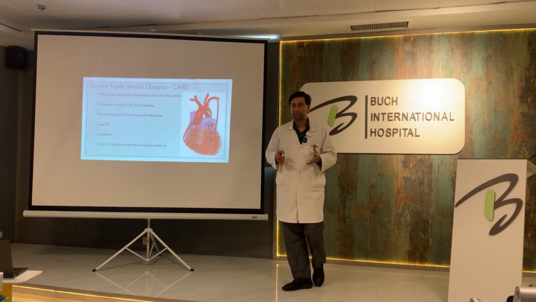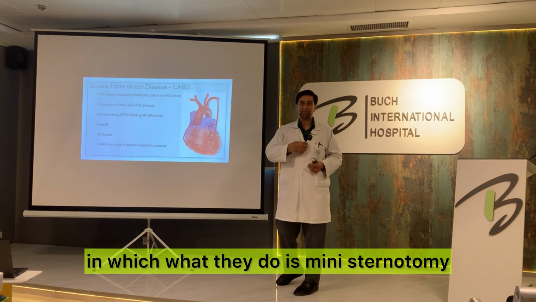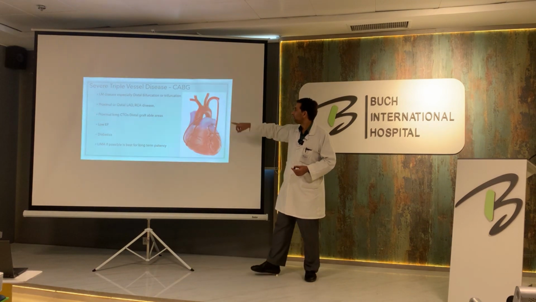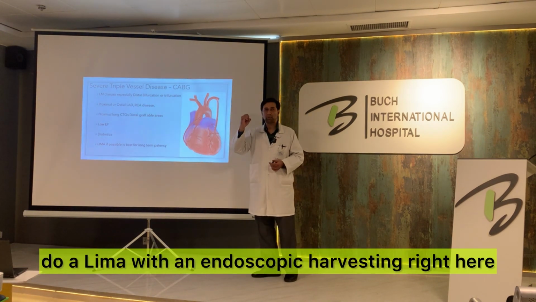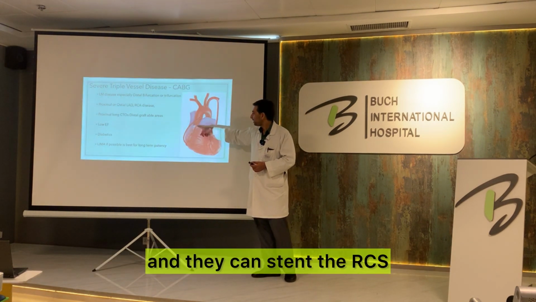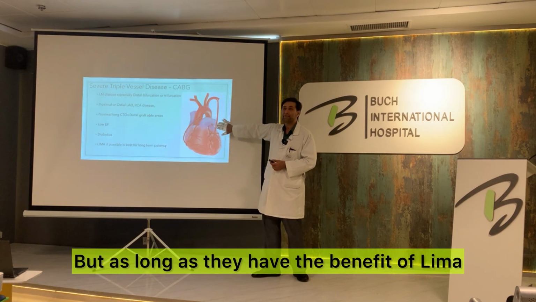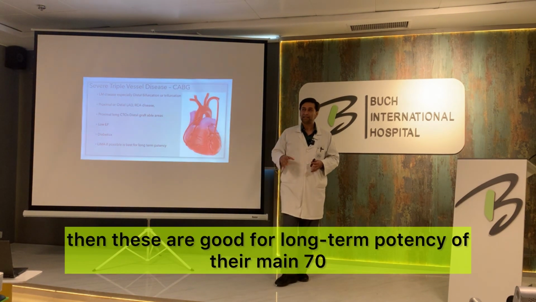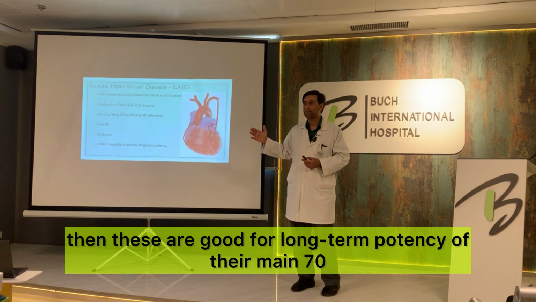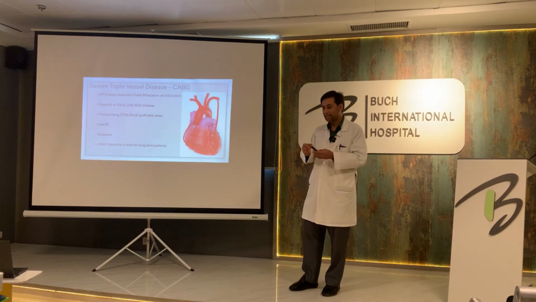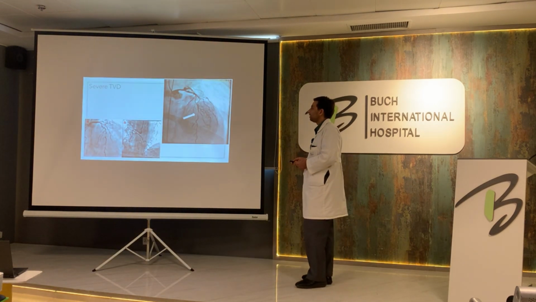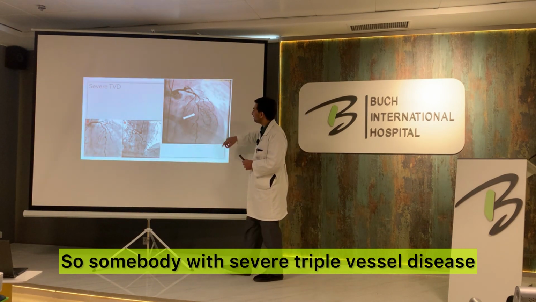And that's why many a times there is an approach called hybrid approach, in which what they do is mini sternotomy, take 2 ribs out, do a LIMA with an endoscopic harvesting right here, and they can stent the RCA, stent the circumflex. But as long as they have the benefit of LIMA, then these are good for long-term patency of their main 70–80% of the heart.